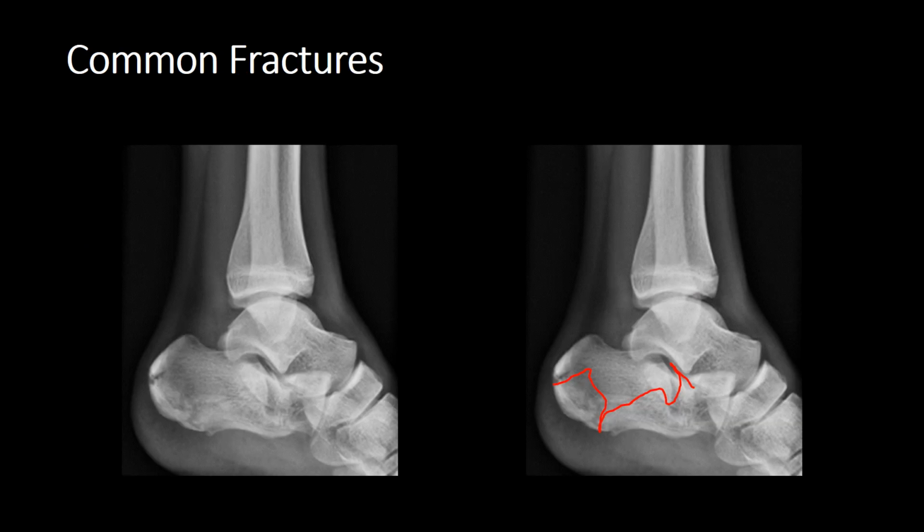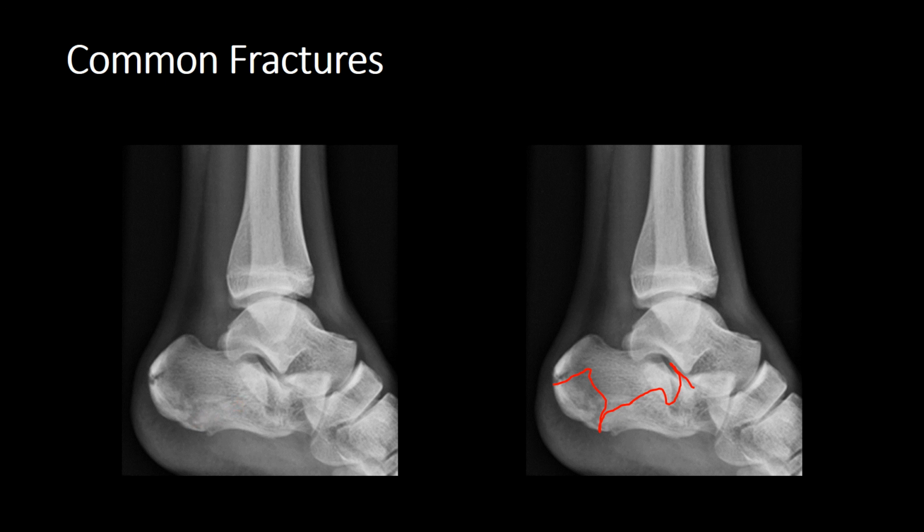So this is a great example. If you do use the Bohler angle, you can immediately see that yes, the Bohler angle is far less than 20 degrees. But now let's look at our trabeculae. We can see this real increase in density where it's become crushed together, and then we've got our lucent line indicating our fracture lines.